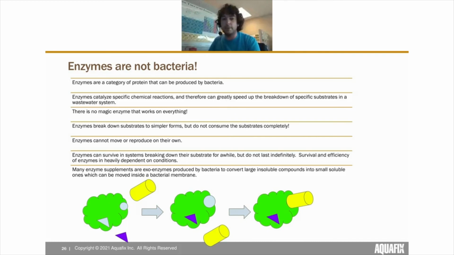But it gives you kind of a trade off when you're considering, will the enzyme be in my system long enough to be able to make a difference? Now, enzymes are naturally produced in wastewater systems all the time. Generally speaking, enzyme supplements will be exoenzymes, which are excreted by bacteria in order to break down complex substrates into a form which can be uptaken inside the bacteria and they're then degraded and used for a food substrate.